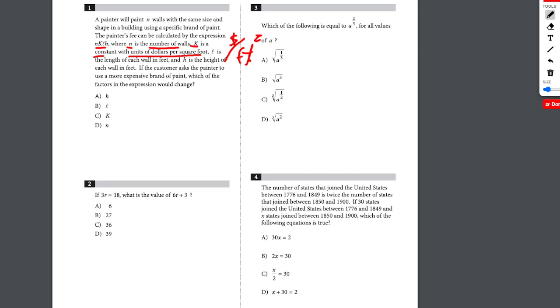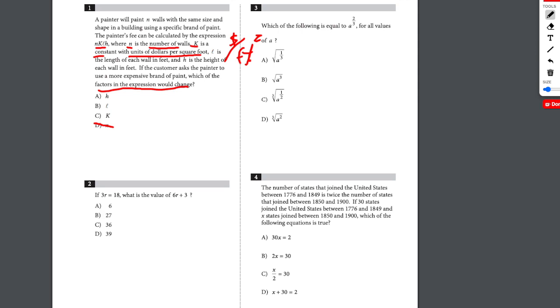If a customer asks the painter to use a more expensive brand of paint, which of the factors in the expression would change? If we're using more expensive paint, it's probably going to cost more, so we're looking for the one that will affect the cost. Let's look at these letters. N, the number of walls. The number of walls has nothing to do with it. Eliminate D.